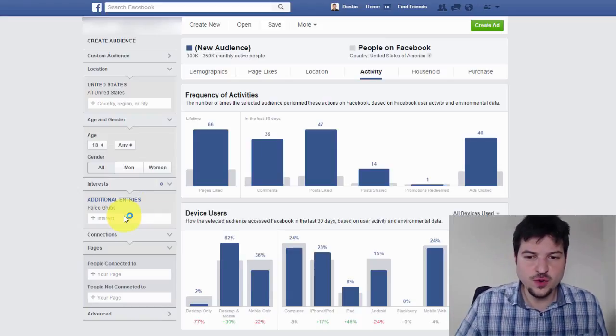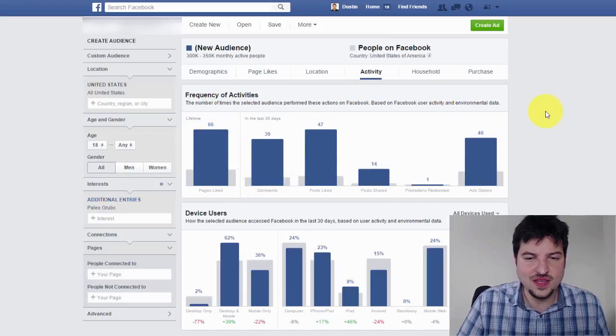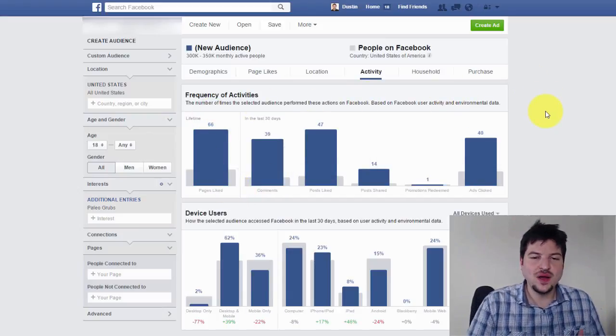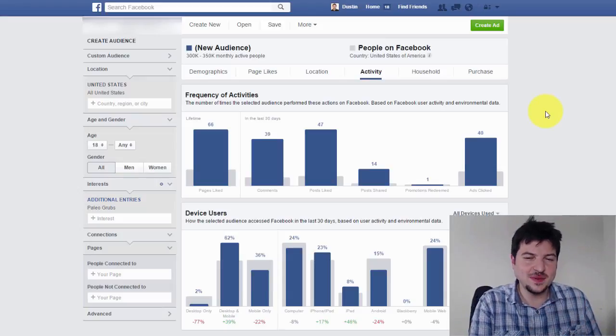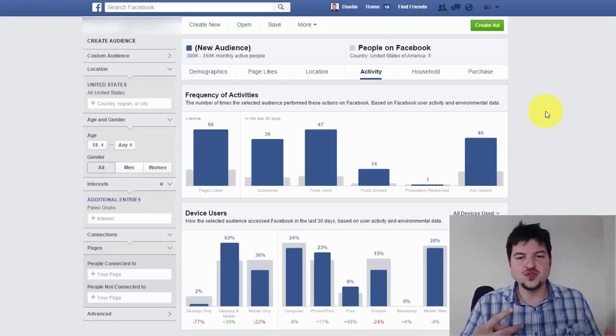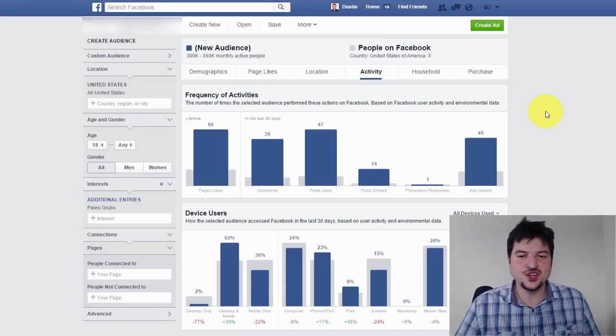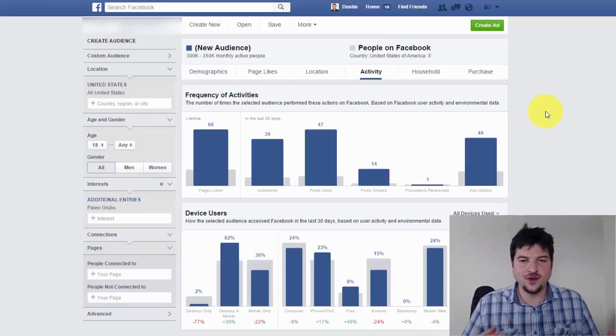So what we're doing now in the activity tab is we want to find out exactly what kind of people, do they click on these ads? Do I need to run a post page engagement, or do I need to run a website clicks for conversions, right? Those are the two different things you want to figure out. By looking at this data and this information, you're going to be able to figure that out, right?